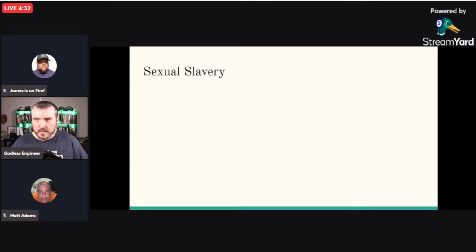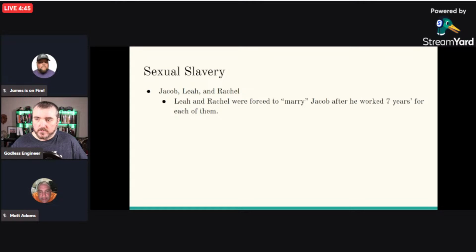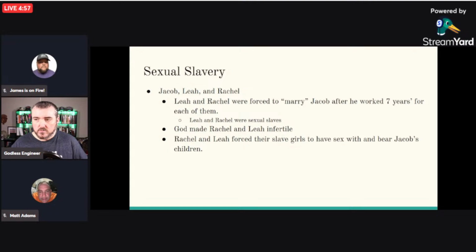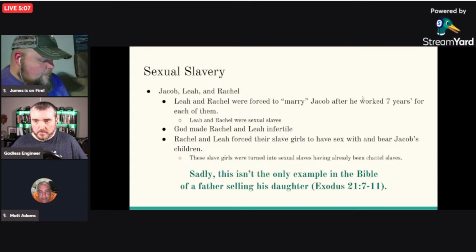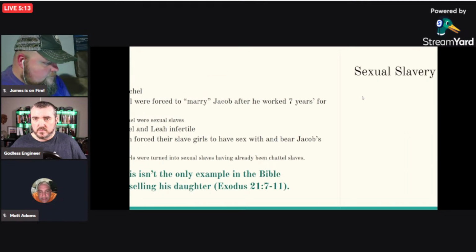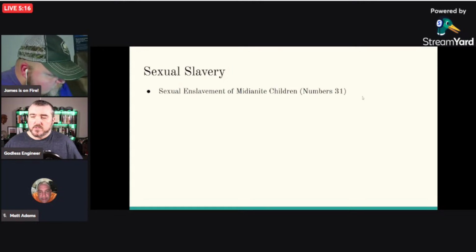This aspect of the Israelite culture is critical to my first example of sexual slavery in the Hebrew Bible, the story of Jacob, Leah, and Rachel in Genesis 29. The main points to consider in this story are Leah and Rachel's father agreed to sell his daughters to Jacob as salary for work. This makes Leah and Rachel sexual slaves. To add insult to injury, God also made Leah and Rachel infertile. To provide Jacob with children, the sisters forced their own slave girls to have sex with and bear Jacob's children without their consent, making their slave girls sexual slaves. Sadly, this isn't the only example in the Bible of a father selling his daughter into sexual slavery. My next example is Numbers 31:17-18.